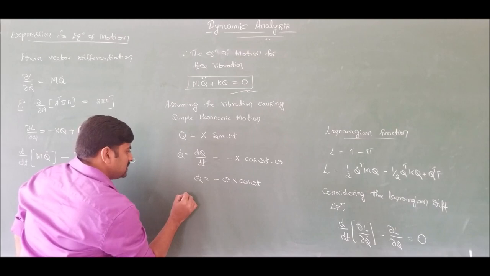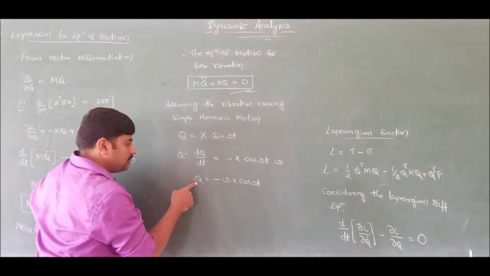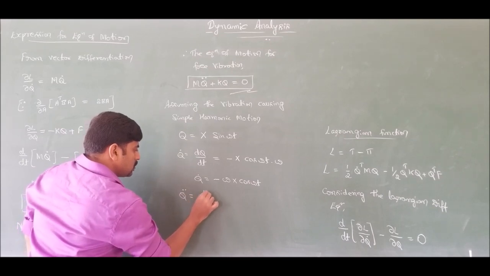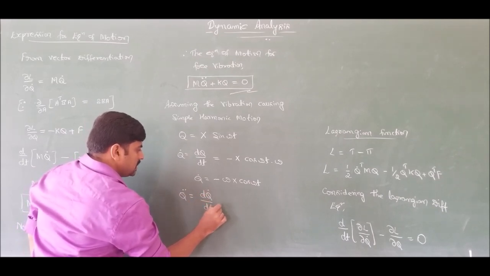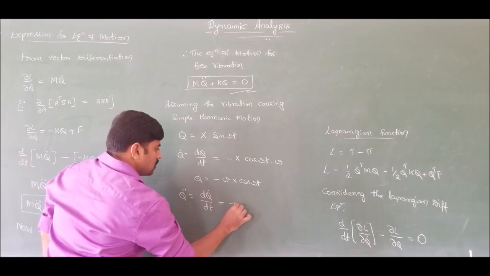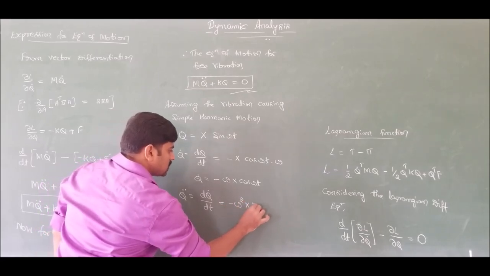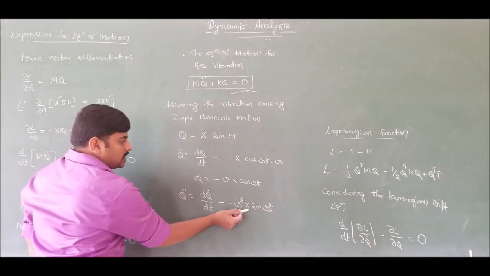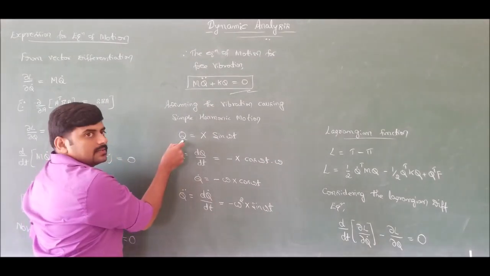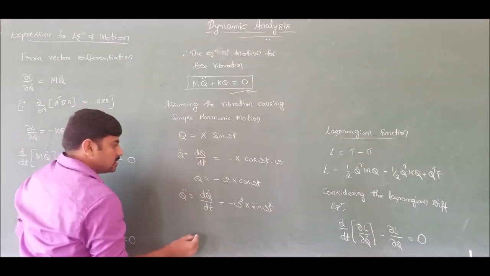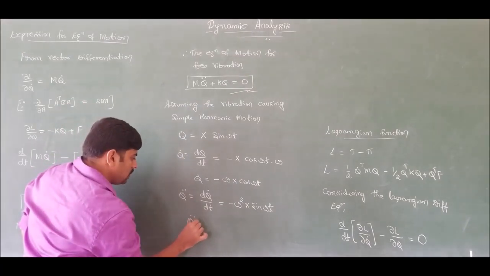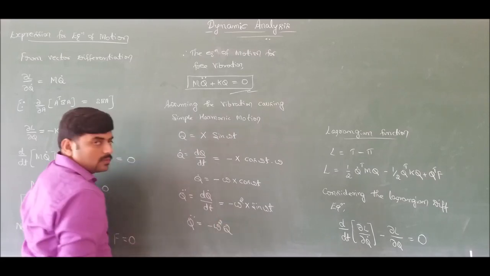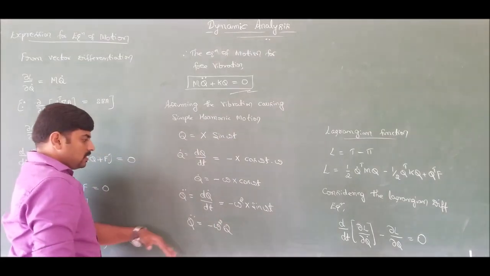Now, differentiating this velocity with respect to time, I get acceleration q double dot, which is equal to d q dot by dt, which yields minus omega square x sin omega t. If you clearly observe, this x sin omega t is nothing but the displacement q. So therefore, q double dot is equal to minus omega square into q.